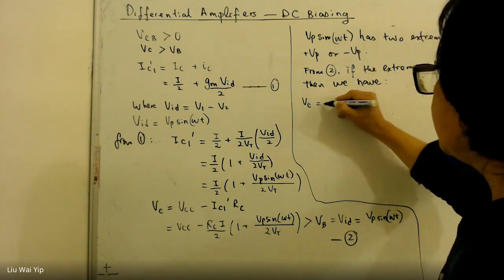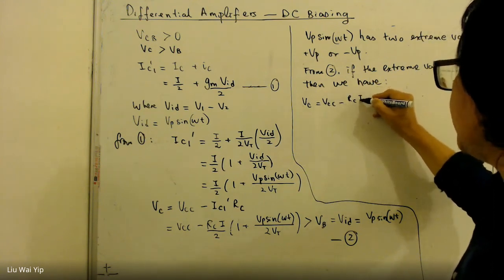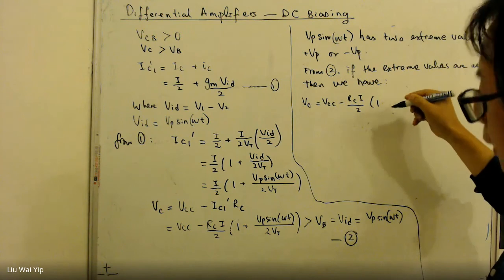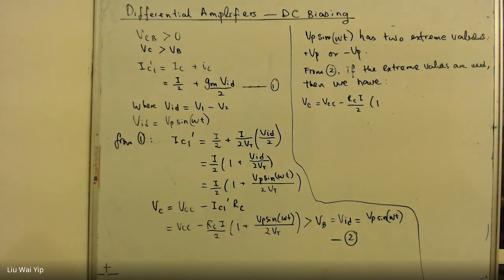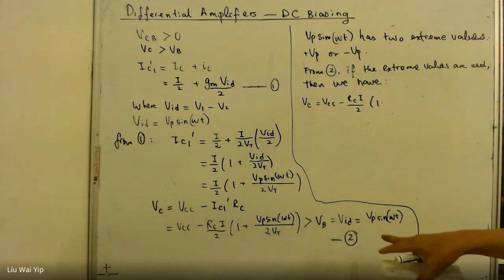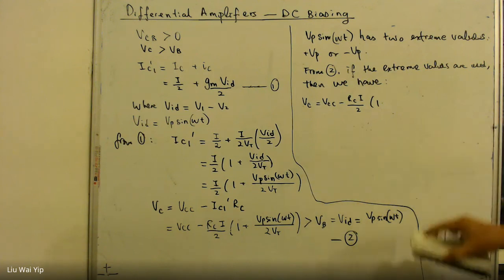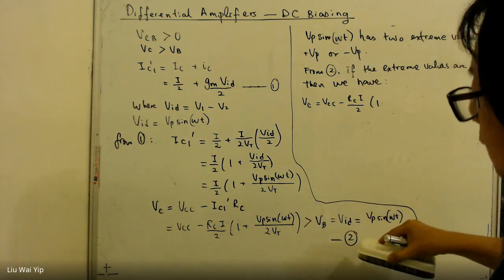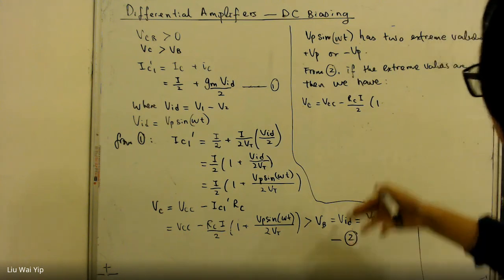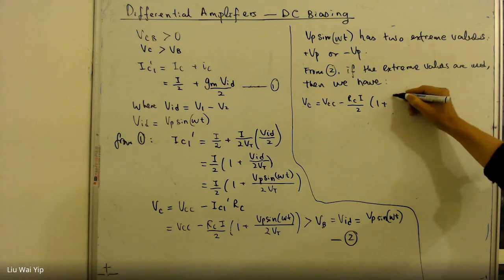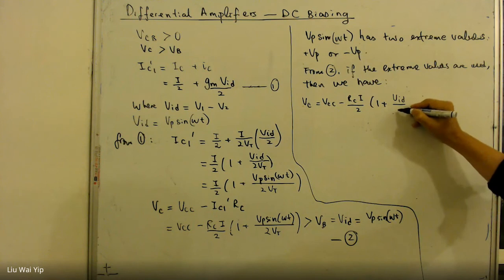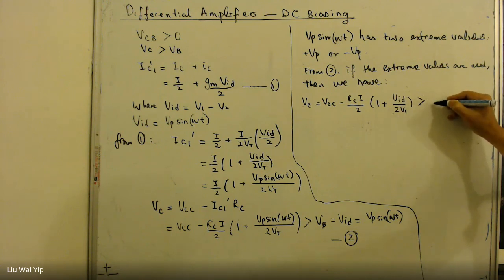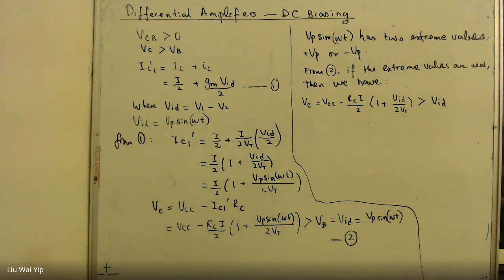VC is equal to VCC minus RC times I divided by 2 times 1 plus, actually, we can do some rearrangement for this equation first. Right now, we can still assume this is a VID. Let's say VID, because we don't have enough space here. And this one has to be bigger than VID. I think this is the easiest way to resolve the question.